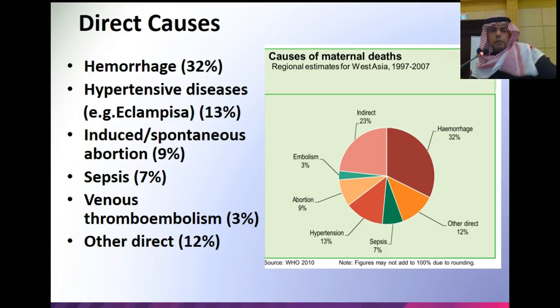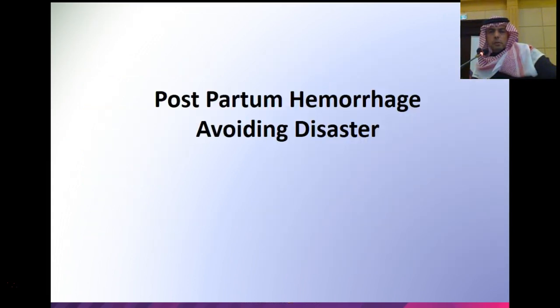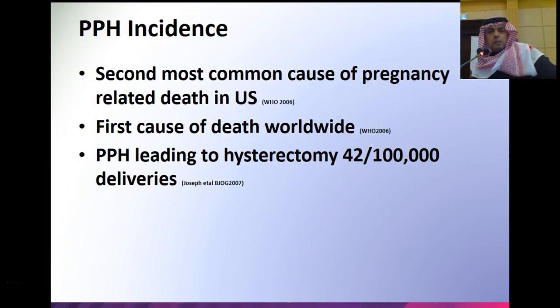Hemorrhage is the first cause of maternal death, and it's about 30%. In the US, about 17%, and it's the second most common cause of pregnancy-related death. PPH leading to hysterectomies is about 42 per 100,000 deliveries. That's in developed countries.